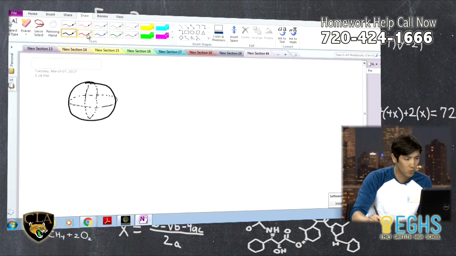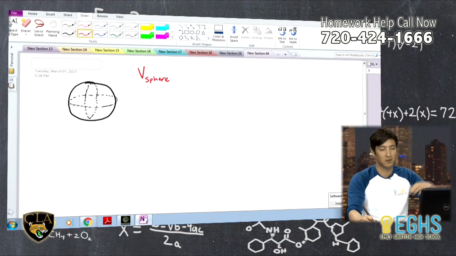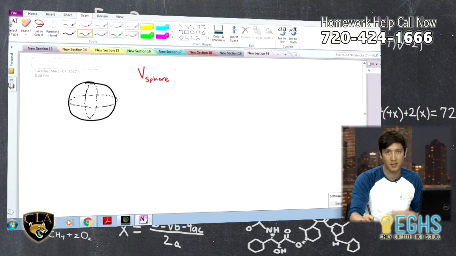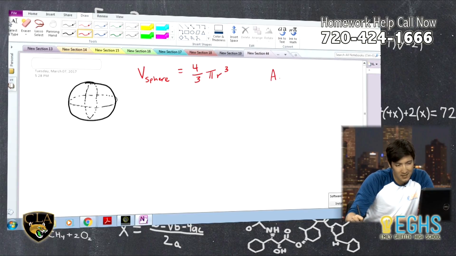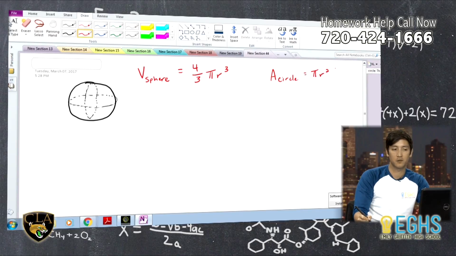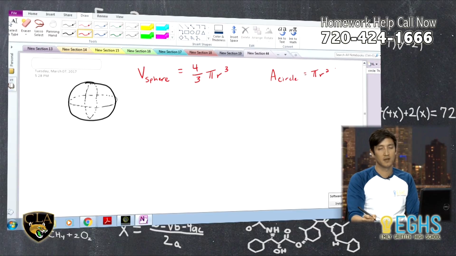So we have an equation for the volume of a sphere. We put V for volume, and you can put a little sub-sphere in there to clarify that it's for a sphere. And that is 4/3 pi r cubed. Now you notice that this is similar to the area of a circle. We're not going to use it, but I want you to see the relationship. Area of a circle is pi r squared, and volume of a sphere is 4/3 pi r cubed.